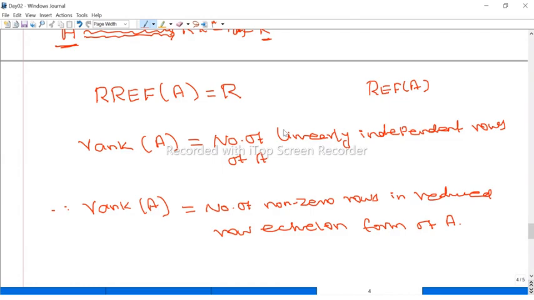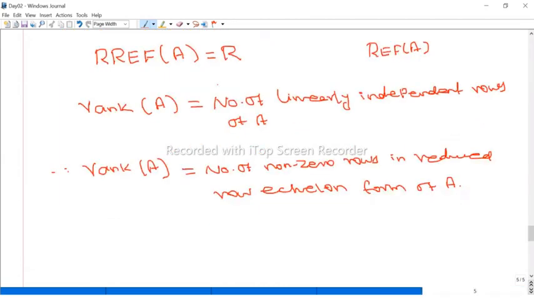Anyway, keep in mind you can use any definition, the first or the second. Suppose you are able to find the number of linearly independent rows, you can take that definition. Suppose you can easily reduce the matrix into row echelon form, then reduce the matrix and find the rank. It is up to your wish; whichever is easy, you can take. But even if you work with A itself, you have to find the number of linearly independent rows, not the number of rows. So be careful.